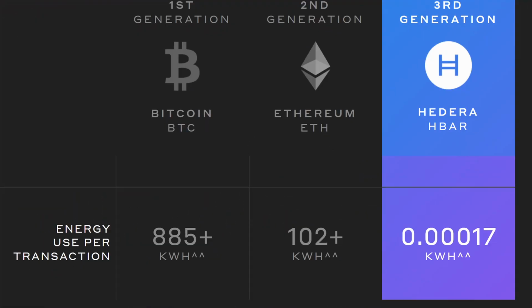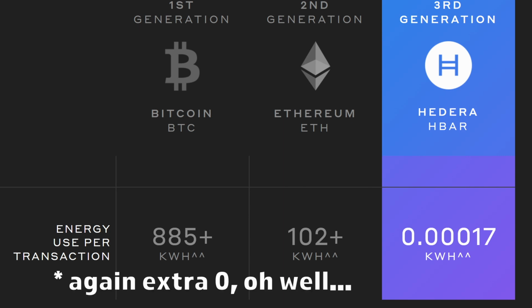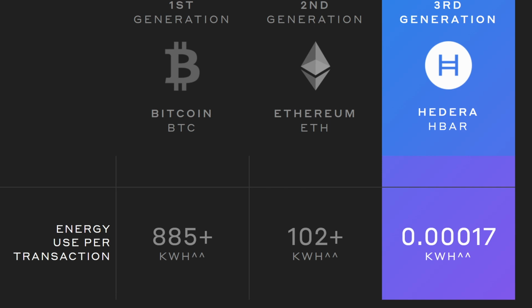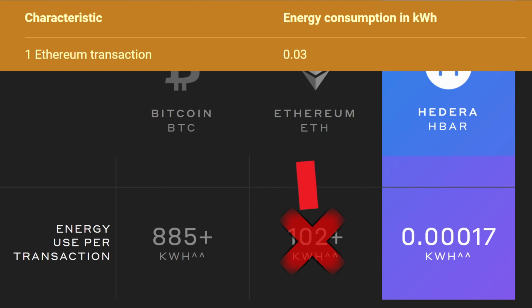And it's also very cost effective and less energy consuming than any other blockchain, because a single transaction on the Hedera network only consumes 0.000017 kilowatt hour, which is a lot of reduction compared to over 800 kilowatt hour per transaction on Bitcoin, and about 0.03 kilowatt hour on Ethereum now that they switched to proof of stake.